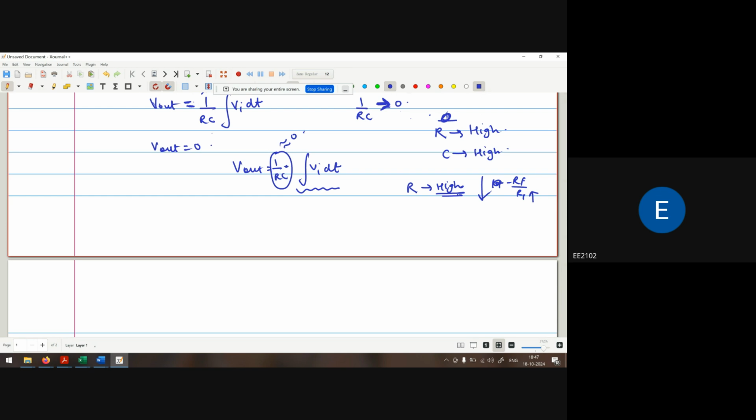So one condition is that it is not possible to put a very high value of R. The second scenario is that we can put a very high value of C, so that 1 upon RC becomes almost zero.